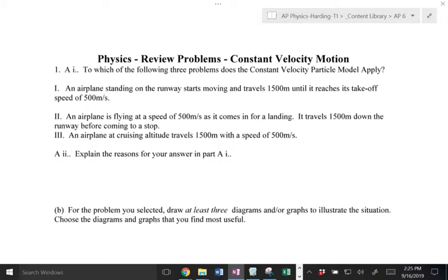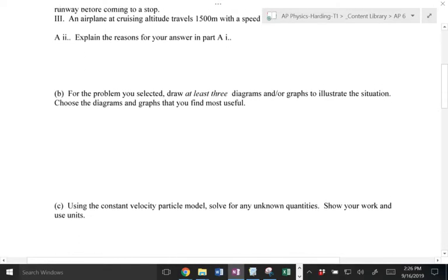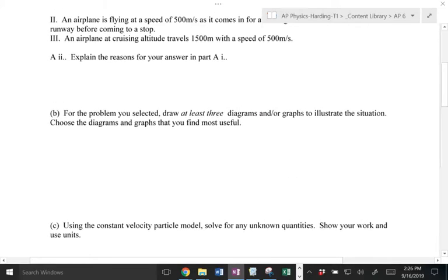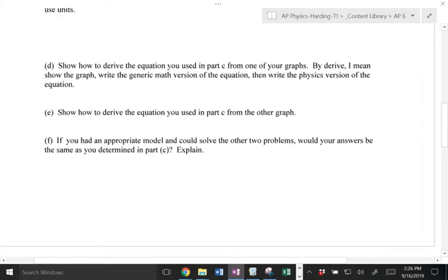So explain your reasons for your answers here as to why the CVPM does or does not apply. What are the key words or terms that you're zeroing in on that tell you, ooh, not CVPM or CVPM? Okay? And then again, once you've done that, draw your at least 3 diagrams and/or graphs, and then get quantitative with it. Use the tools from the model to solve for any unknown quantities that show up in those graphs and/or diagrams. I don't know what step D is really talking about. We probably will skip that.